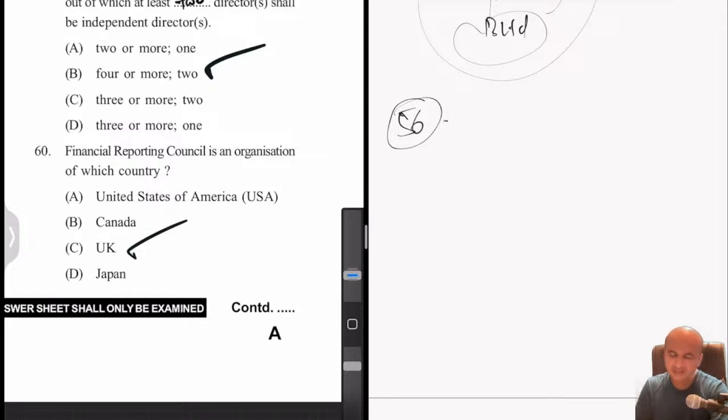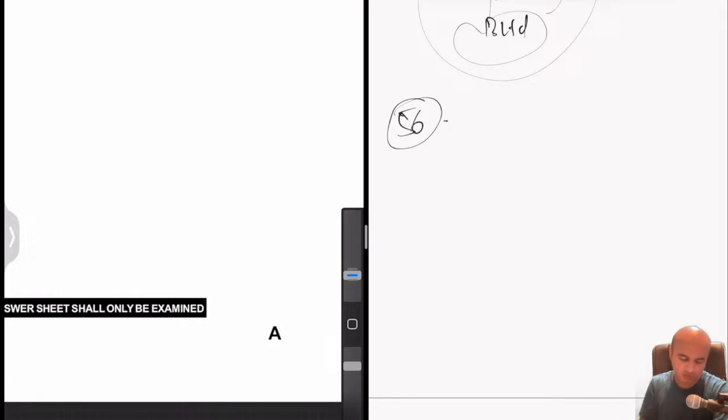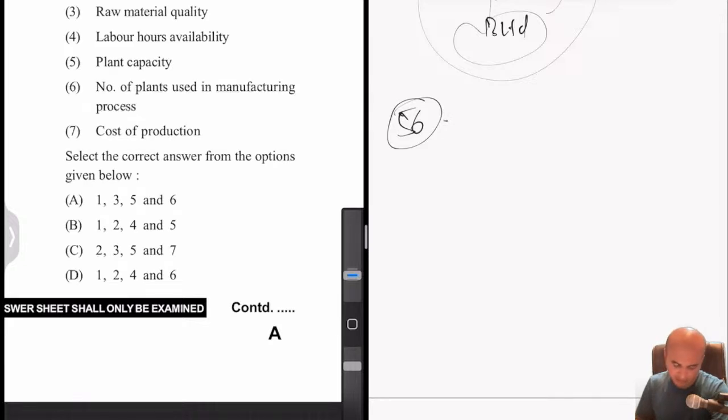Financial Reporting Council, I think it comes in the last couple of chapters in CMA. If you look at the international accounting bodies, there you can see the details. Nothing much is there, but all that we know is it is from UK. That's all. Next.